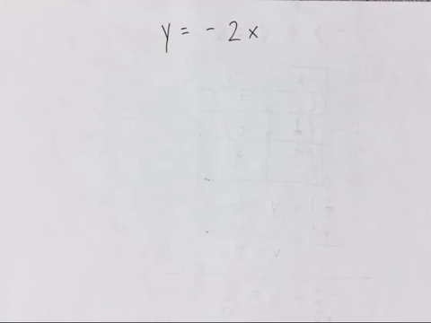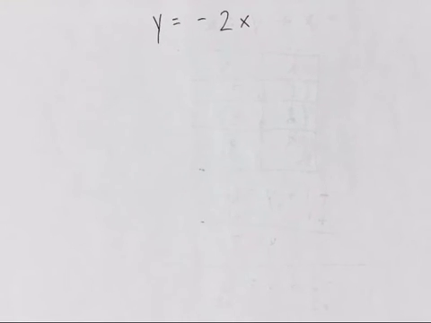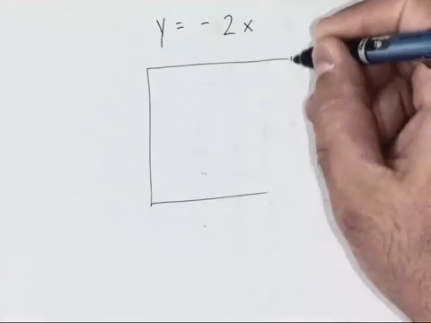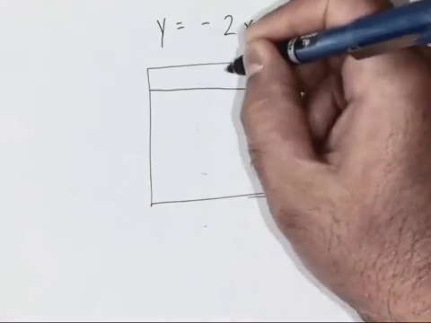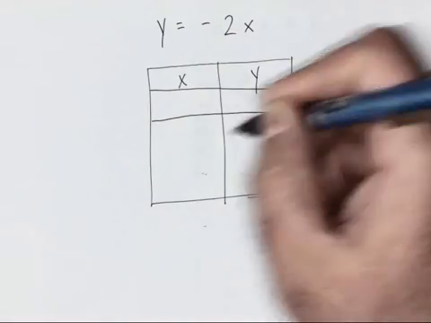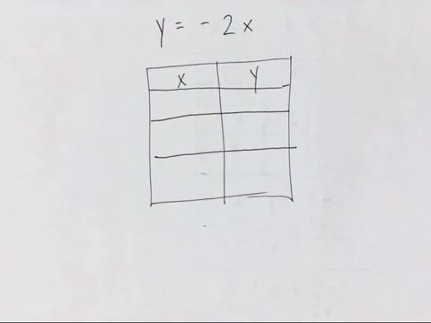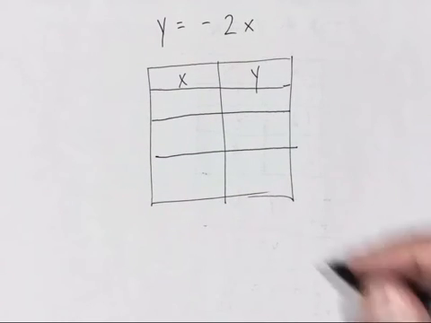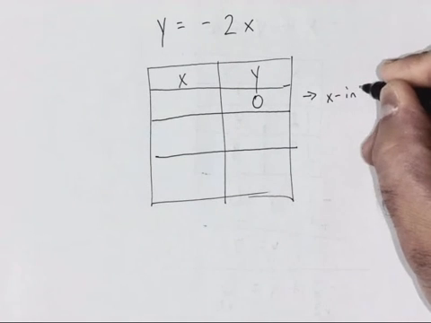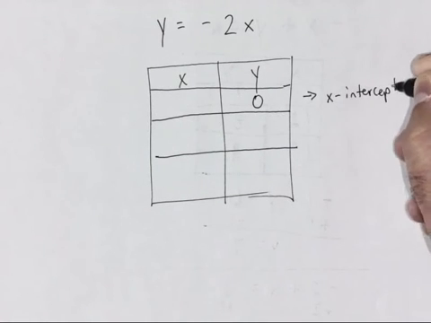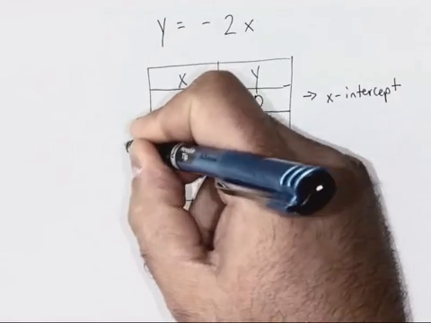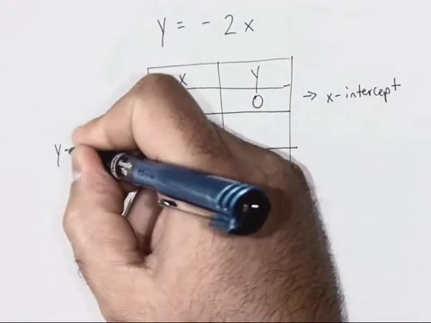Alright, so y equals negative 2x. Now in this case, x and y are not both on the same side of the equation. So I'm going to find my x and y intercepts. So to find the x-intercept, plug 0 in for y. To find the y-intercept, plug 0 in for x.